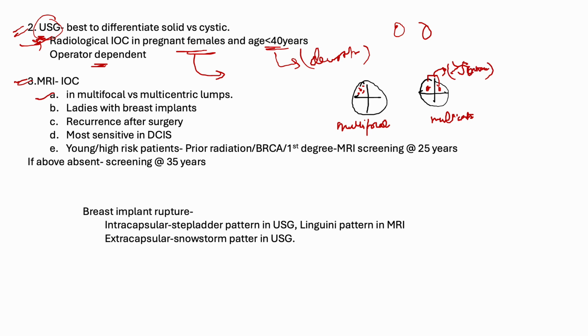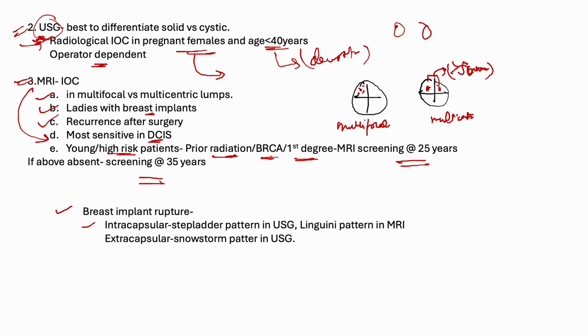Sorry. Okay. In ladies with breast implants, the MRI is also the investigation of choice. Also for recurrence after surgery, and MRI is the most sensitive for DCIS, ductal carcinoma in situ. In a few young high-risk patients, like patients having prior radiation to the chest wall, BRCA mutation, or a first degree relative known to have carcinoma breast, MRI screening should start at 25 years of age. Otherwise, in normal patients, we can start MRI screening at 35 years of age.